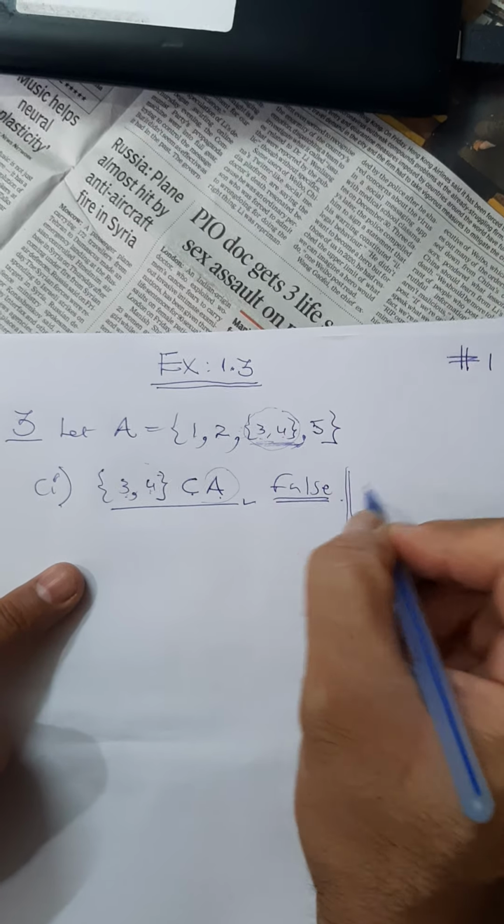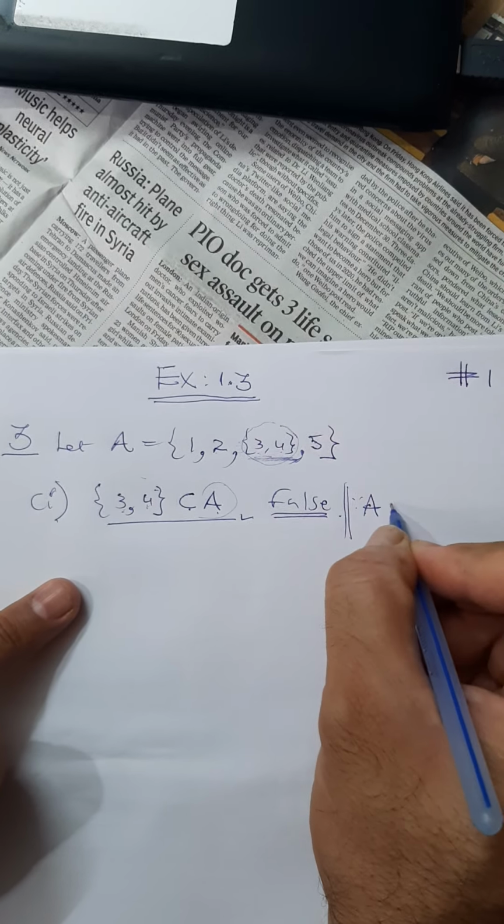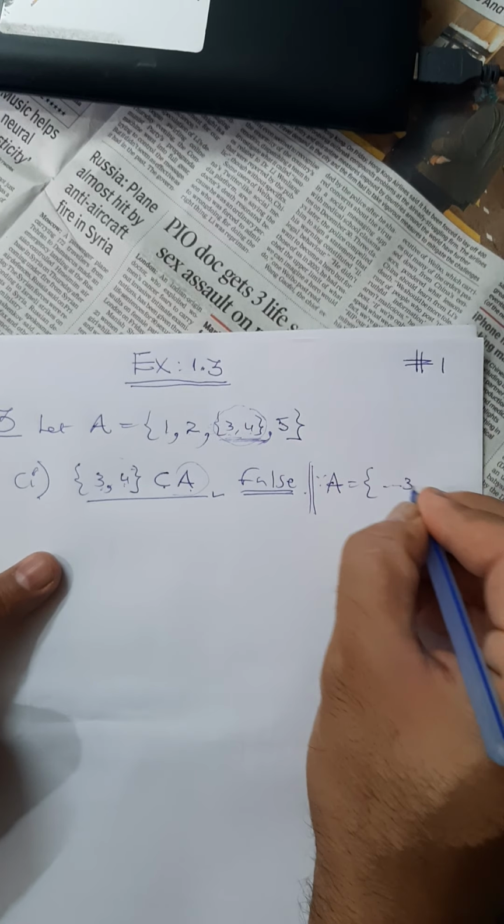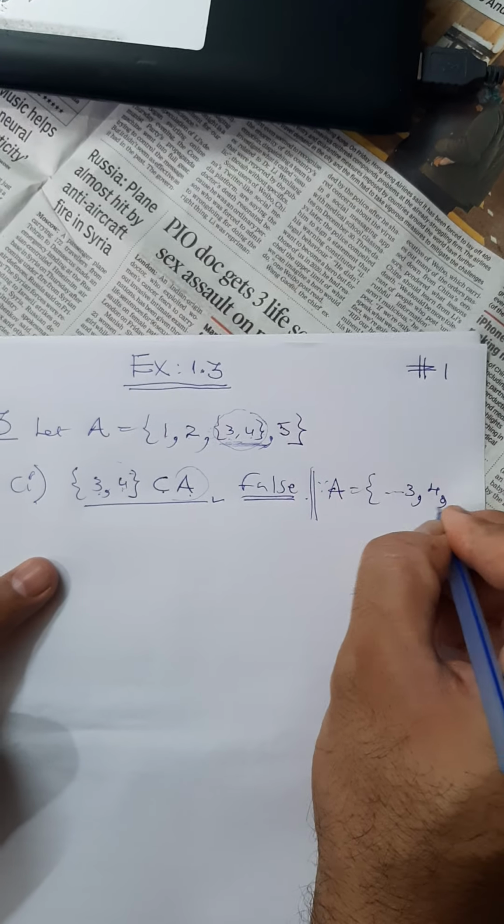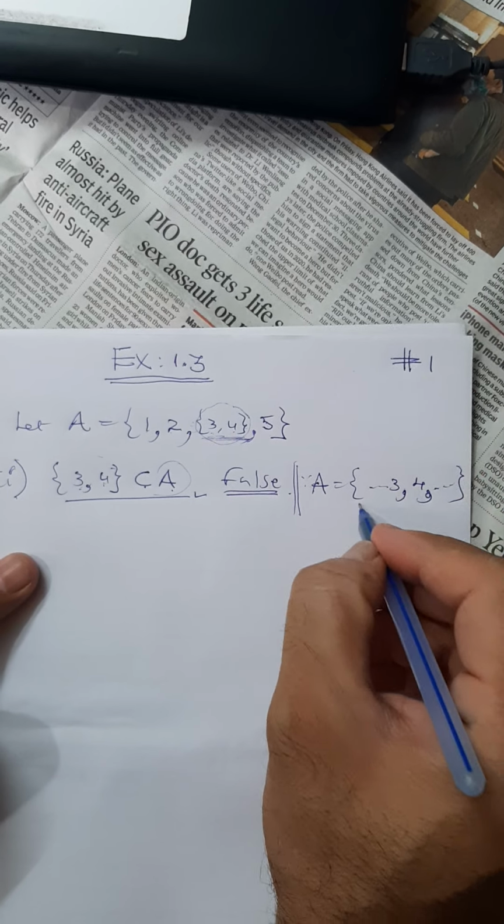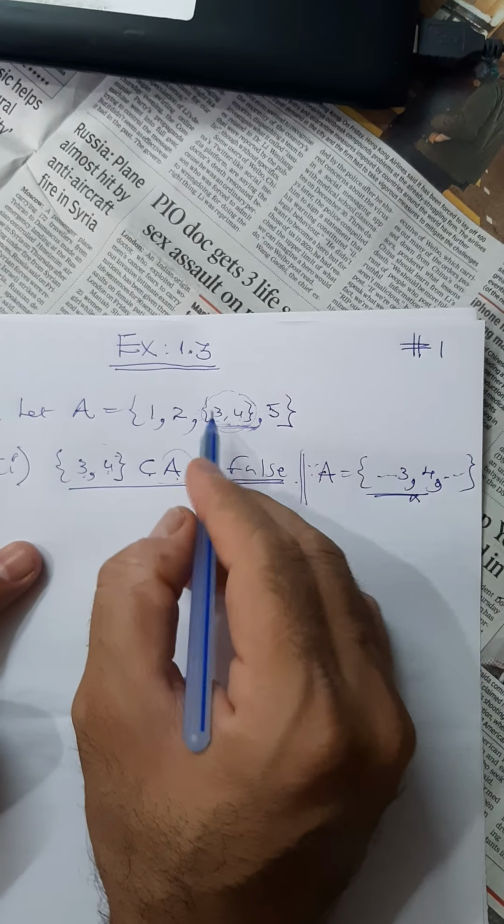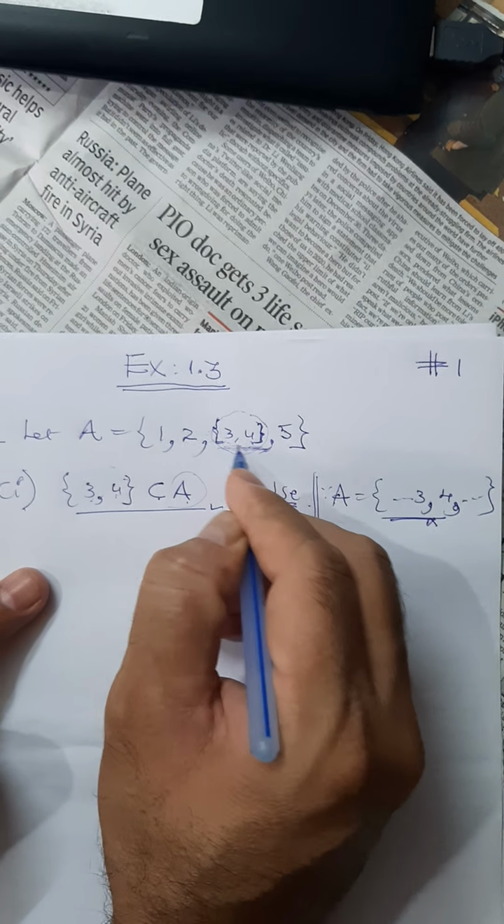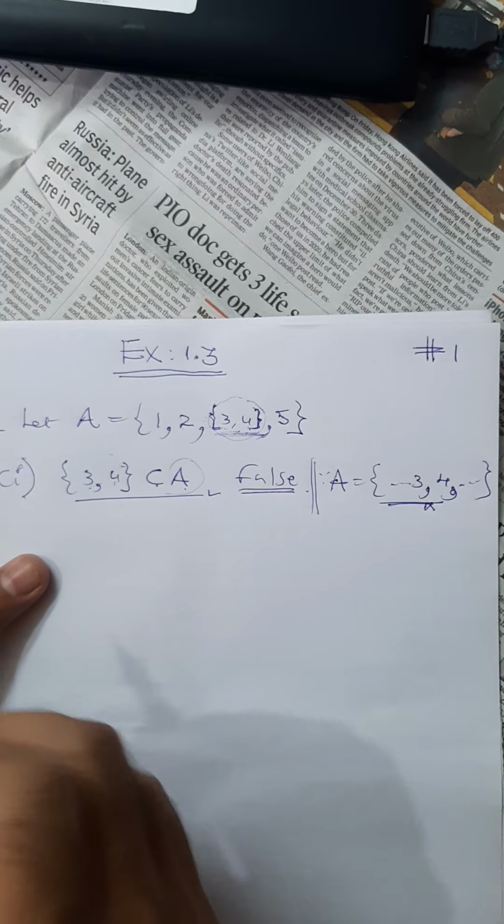Remember, A should have members like this. This is just for your information. It should have something, then 3 and then 4. It should have like this. But such thing is not there in A. There you have in curly braces 3, 4. So this is counted as one object. So this is false.